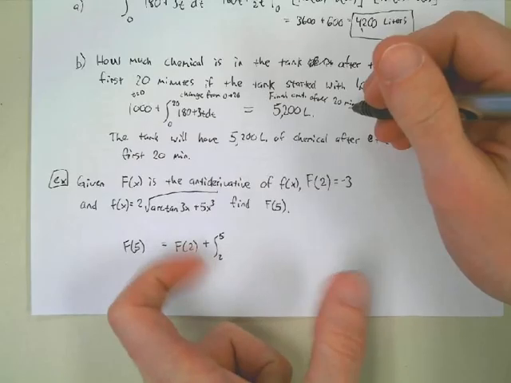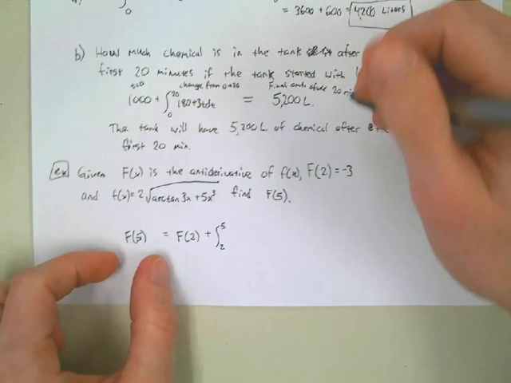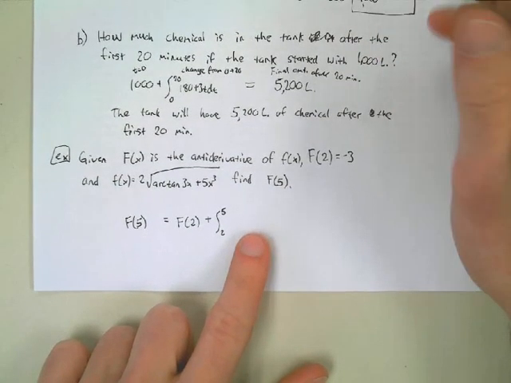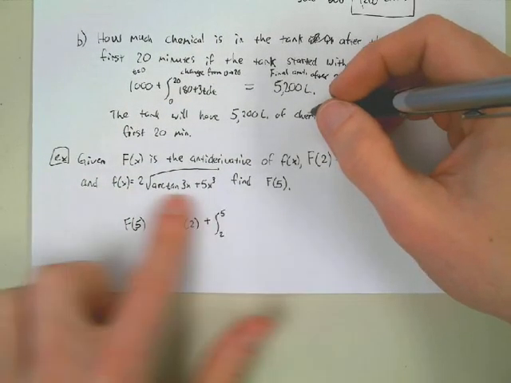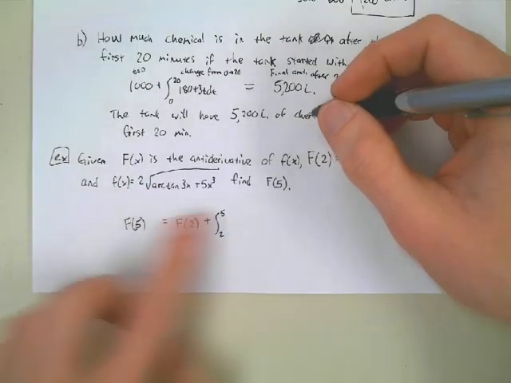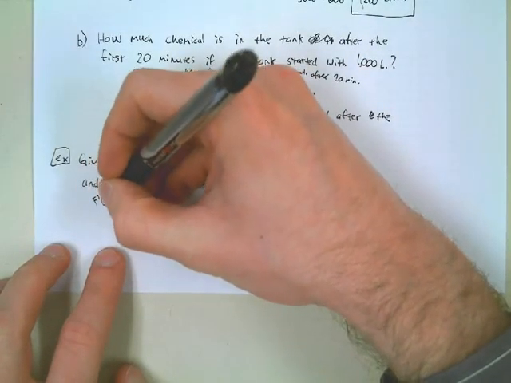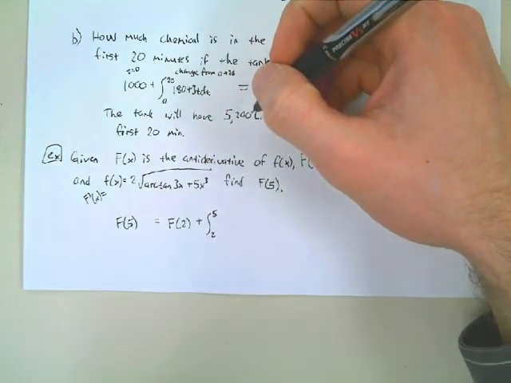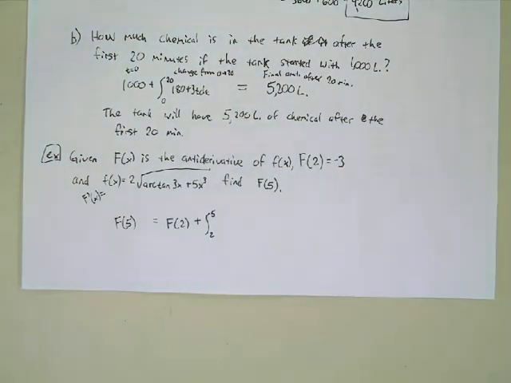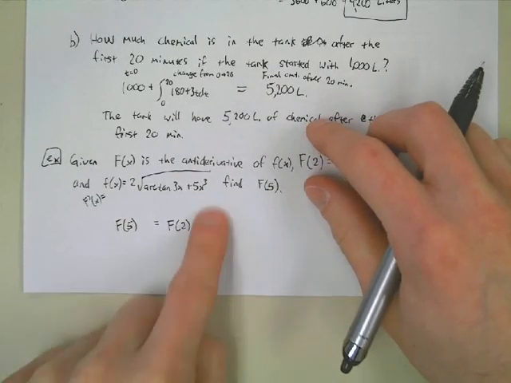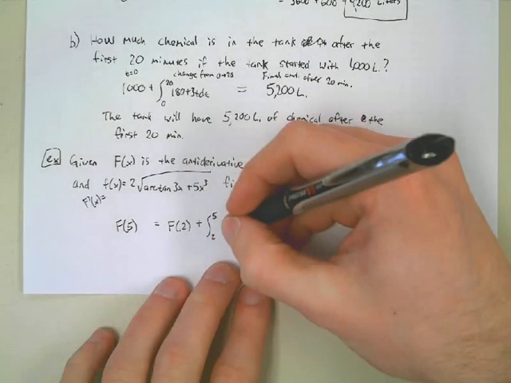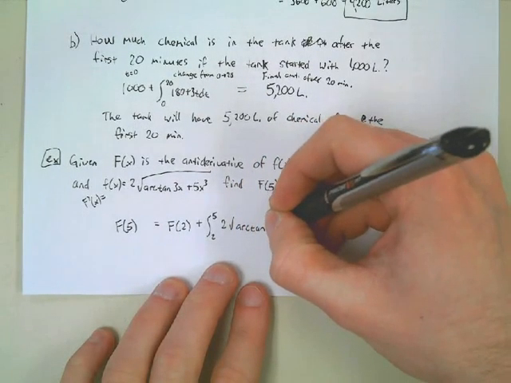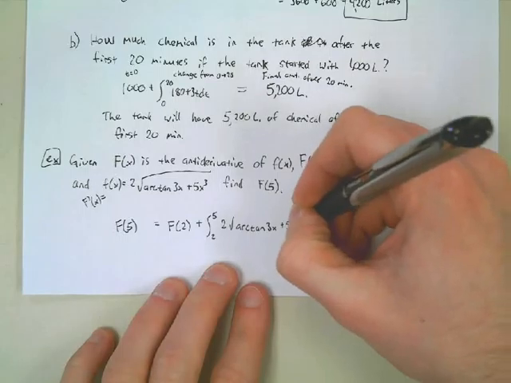What's the thing I want to integrate here, though? It's this, the rate of change. Remember, this is capital F prime of x, so this is the rate of change of capital F. If I integrate the rate of change from 2 to 5, I get the net change that's happening from 2 to 5. So I'm going to integrate 2 square root arctangent of 3x plus 5x cubed dx. So, is that our answer then?